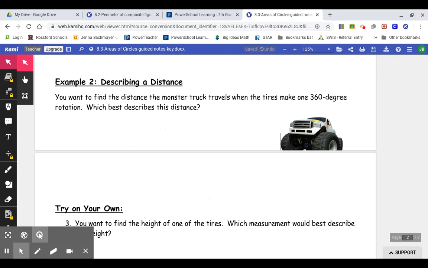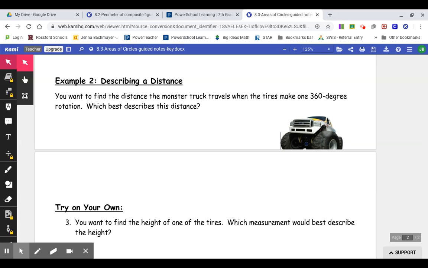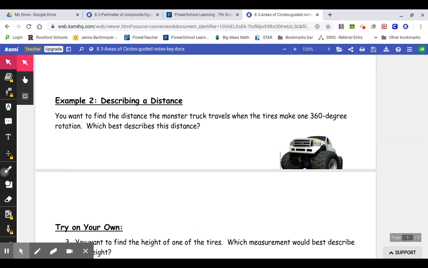Okay, let's look at example 2, describing a distance. So you want to find the distance the monster truck travels when the tire makes one 360-degree rotation. What would we use to best describe this distance? So we have our truck, and it's going to be all the way around the outside. So one rotation of the tire.